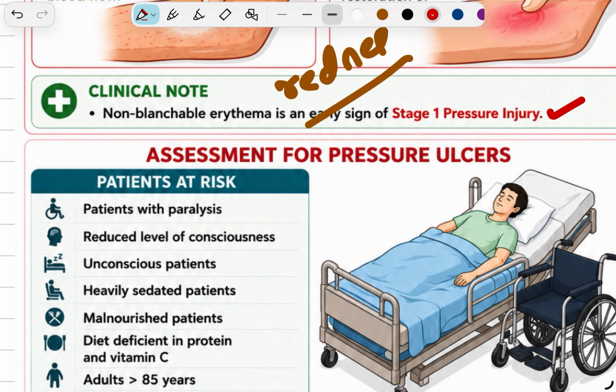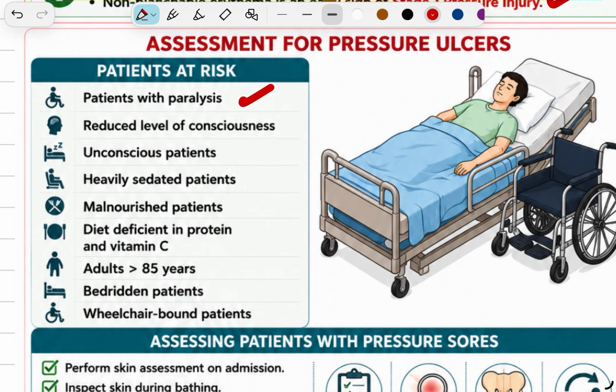Some of the assessment, the same thing, risk factors you need to assess. You need to ask the patient, are you paralyzed, are you in coma? You can't ask a comatose patient, so you need to ask their family members, and you can assess the level of consciousness by the Glasgow Coma Scale. Unconscious patient, heavily sedated patient, malnourished patient, especially the dehydrated patient. You need to check all these things. The same risk factors will come again. Clear? You need to write that in the assessment if you want to get more marks.